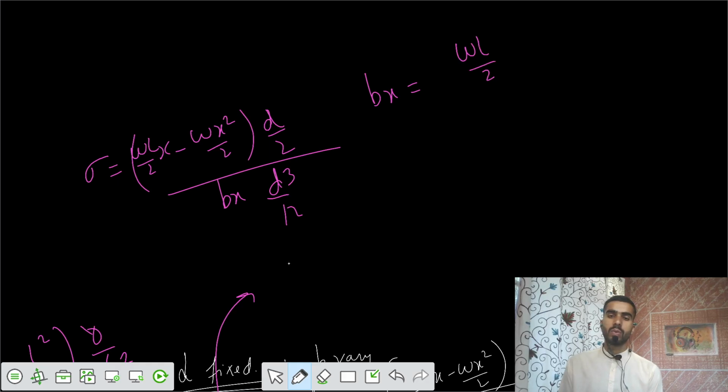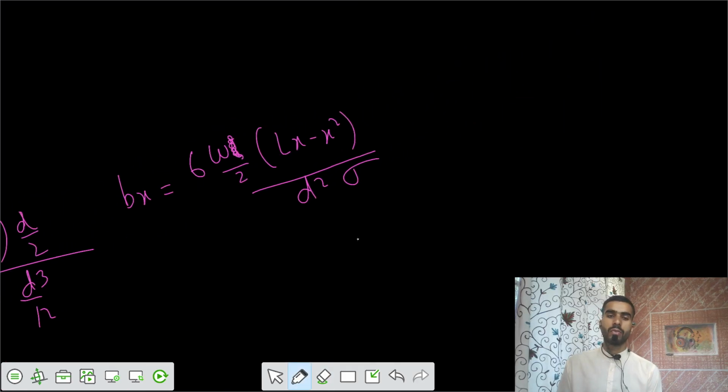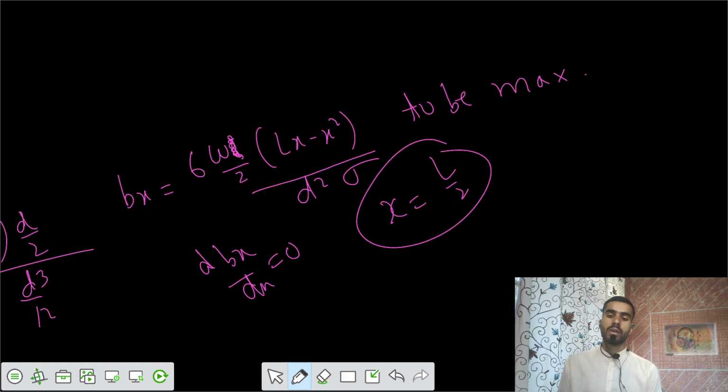WL by 2 into x minus x square, that divided by d square into 6 here on top, and we have sigma. If we want that maximum width to be maximum, we can also get dbx by dx equals 0, then we can get x equals L by 2. Now you got that.